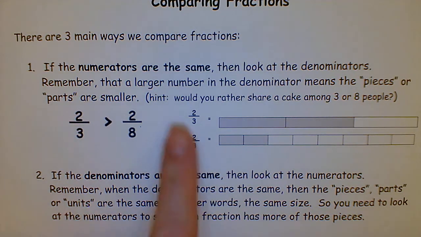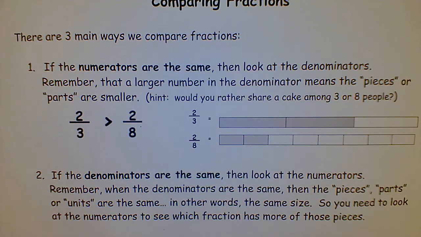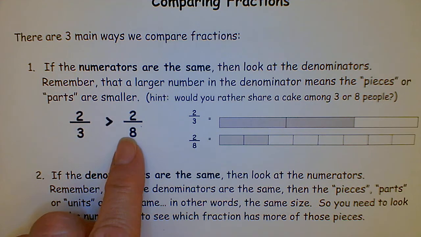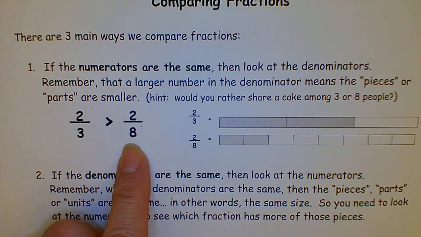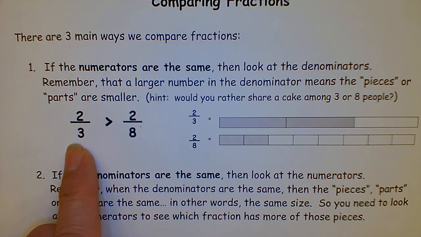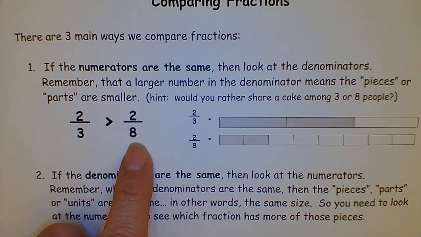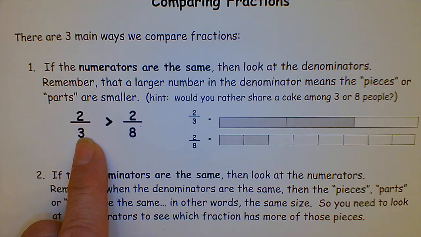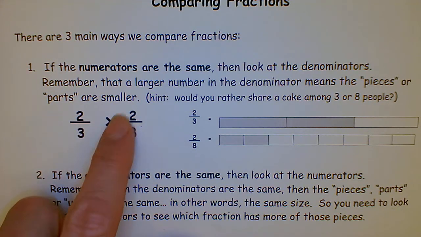So remember, I have a hint here, it says, would you rather share a cake among 3 or 8 people? That's something I often ask you, would you rather share something with 1 person or with 10 people? Because the denominator is telling us how many pieces one whole has been partitioned, divided, or split up into. So if you had to split a cake into 8 pieces or 3 pieces, when you do it in 8 pieces, those pieces are going to be a whole lot smaller than when you have 3 pieces. And so here the pieces are bigger, which means that if I have 2 of this sized pieces, those are going to be bigger than 2 of the little pieces. So 2 big pieces are larger or greater than 2 of the little pieces.